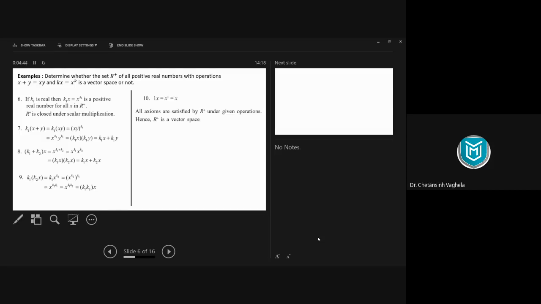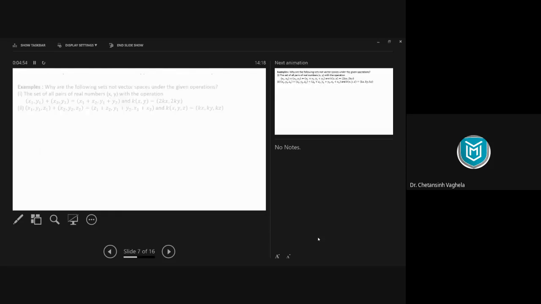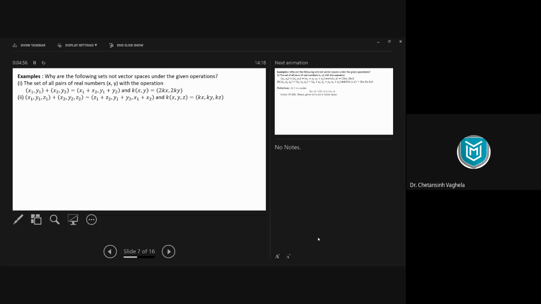That means whatever operation we have taken here, for those operations, this set R plus is a vector space. Now let's try to see some examples in which the conditions are not satisfied. That means your set is not a vector space. Let's see those kind of examples. So this is your next question. Why are the following sets not a vector space under the given operations? So first we need to understand what is our set, and then we need to understand what are our operations.